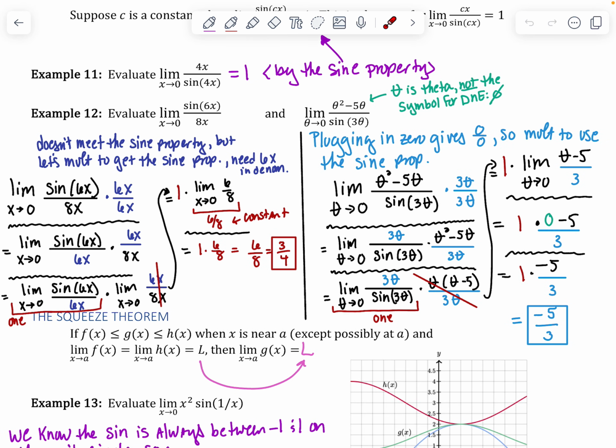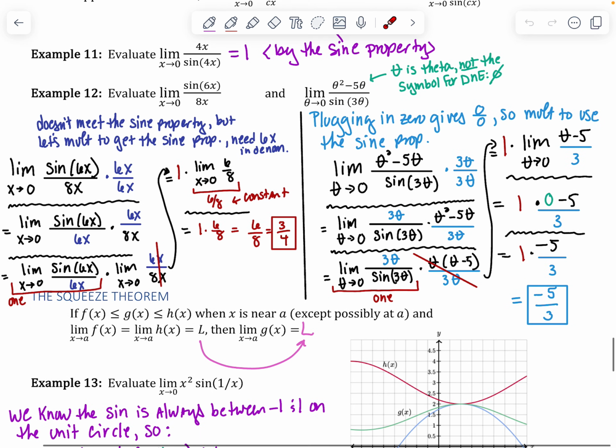Now, example 12 is a better example of where you're going to be using the sine property. You notice the sine of 6x. Wow, that's really helpful. But I don't have 6x in the denominator. Remember, this also only works if we're taking the limit as x goes to 0. If x was going to pi or to 1, this could be a different scenario. So as is, it does not meet the sine property, but what I'm going to do is manipulate the problem using algebra to get a 6x in the denominator.